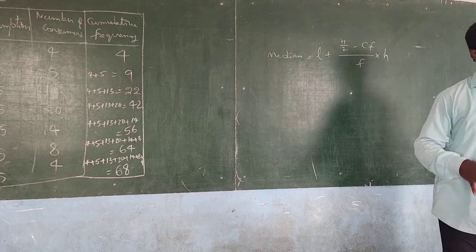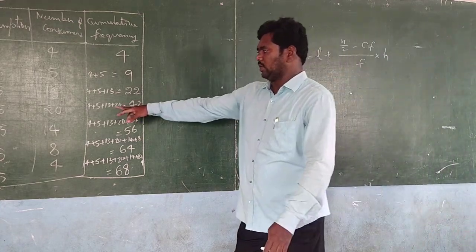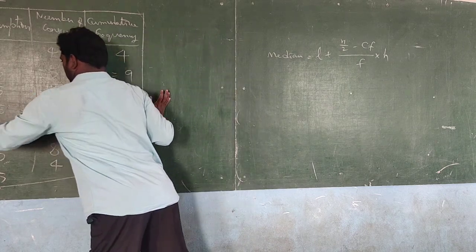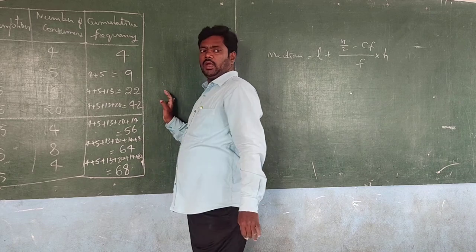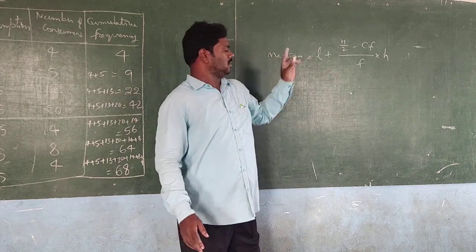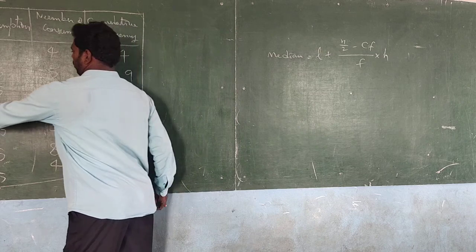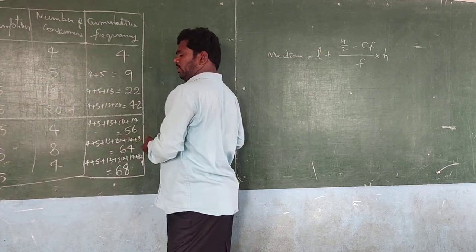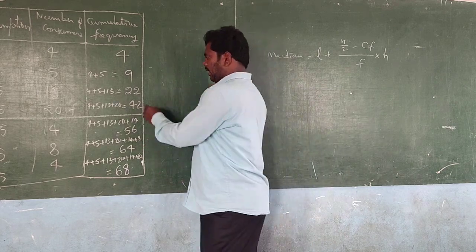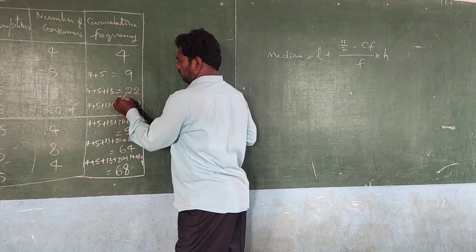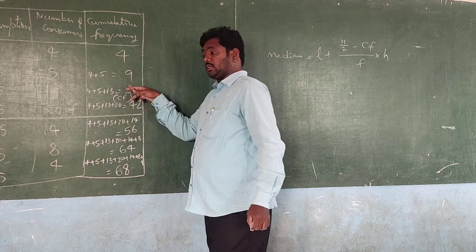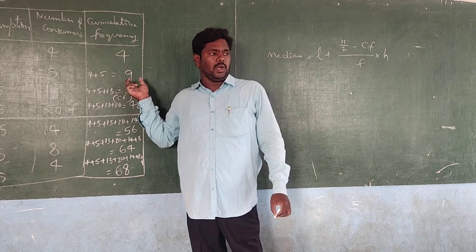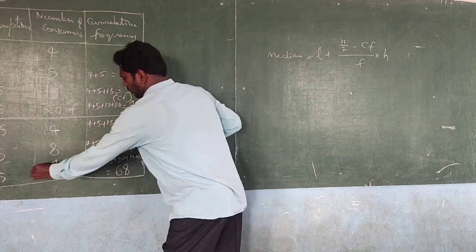Now select the median class. What is the highest frequency here? 20. And if you select that, this is the median class. Now the values. What is L? Lower boundary of the median class. And what is F? Frequency of the median class. And next, CF. This is CF, the cumulative frequency of the class preceding the median class. Okay, next, the N value.